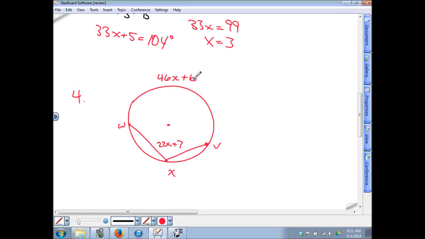Okay, you guys tell me, true or false? Ready? Here we go. 22x plus 7 equals 46x plus 6. True or false? Is it true or false? We got a couple of votes for false. Is an inscribed angle equal to the arc? No. So this is false. So we can't put an equal sign between them.